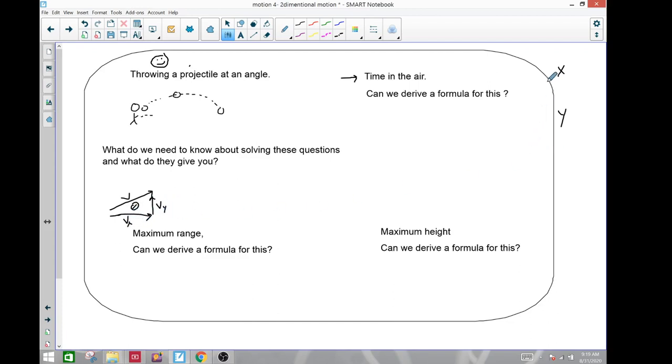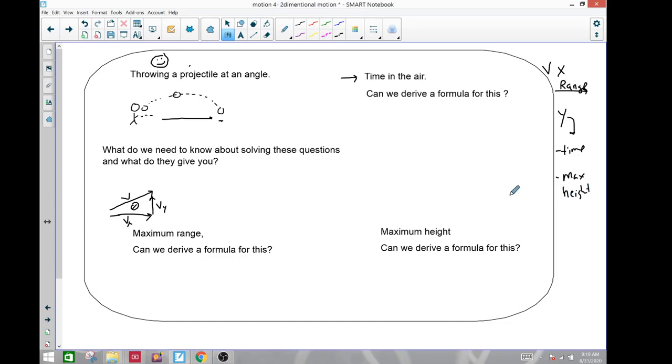The velocity in the x direction controls really only one thing, and that is how far down the range you get. If you want to find maximum range or where you hit the ground, it controls that distance. So what does y tell us? Y is going to be pretty important. Y is going to tell us time in the air, and it's also going to tell us the maximum height. Sometimes that's a common question.